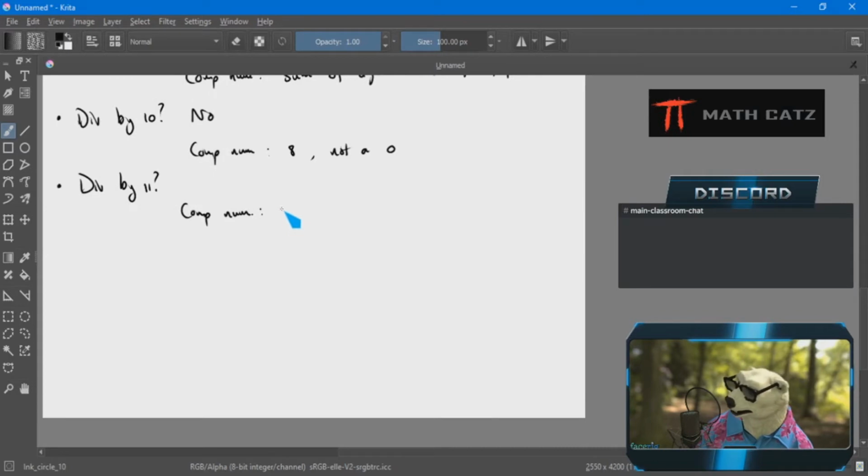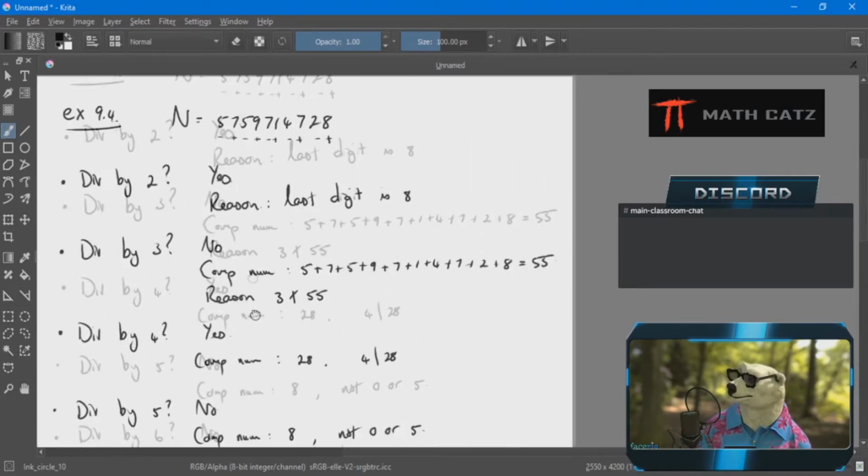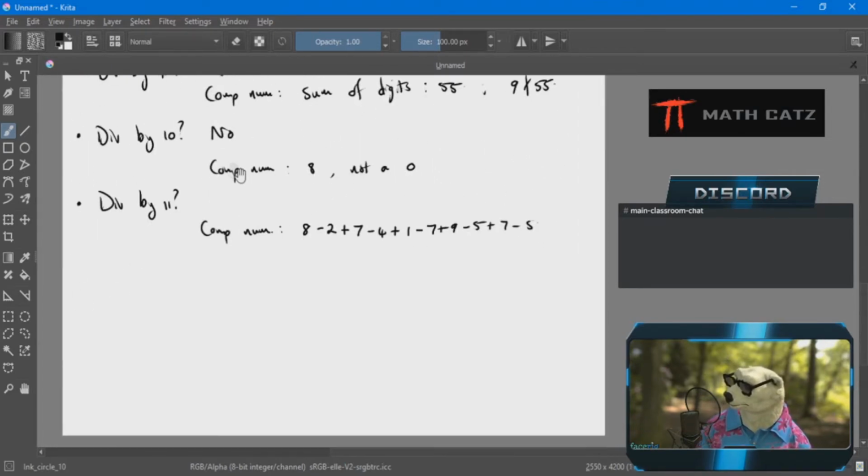I want to make it clear here that I understand what to do. 8 minus 2 plus 7 minus 4 plus 1 minus 7 plus 9 minus 5 plus 7 minus 5. Did I do that right? Yes.